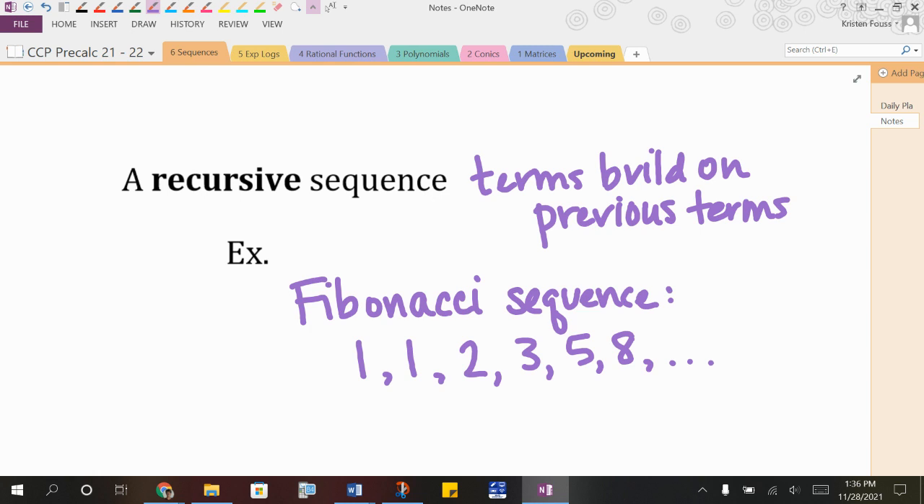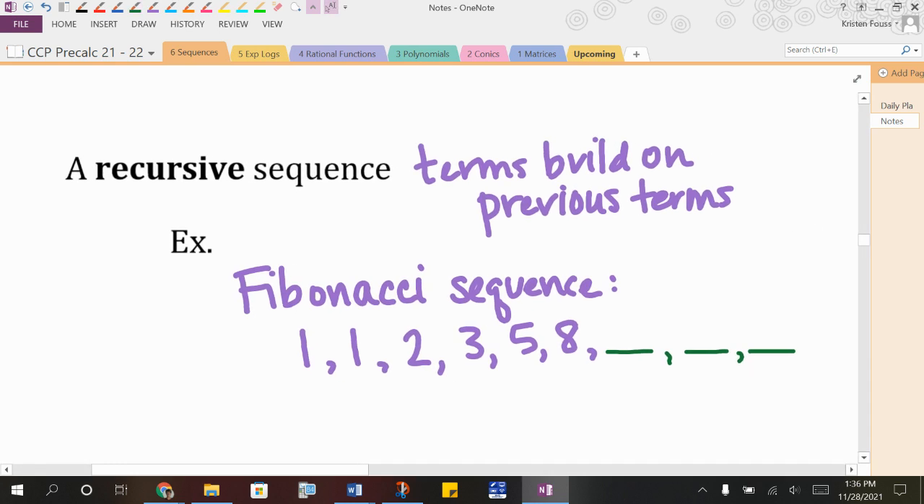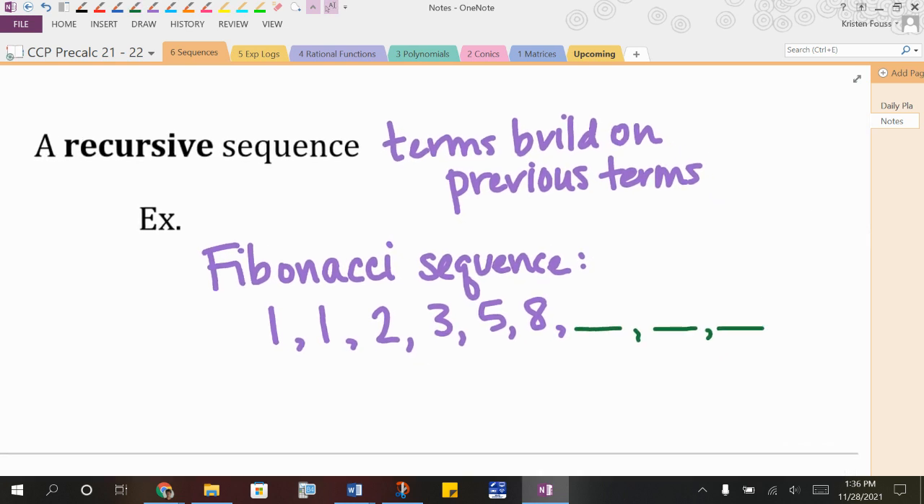So take a second, pause this, and see if you can come up with a definition, or not even a definition, but the next few terms. Can you figure out what comes after 8? And then what comes after that, and then what comes after that? Can you identify that pattern? So again, pause me for a sec, come up with that, and then I'm going to define this recursively.